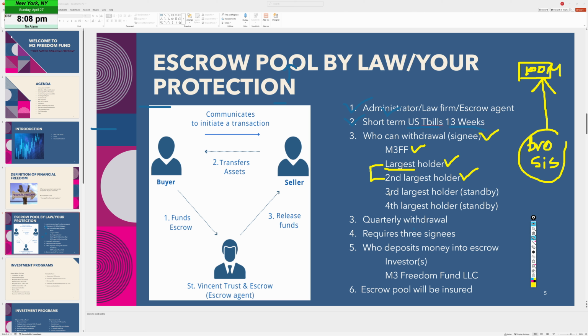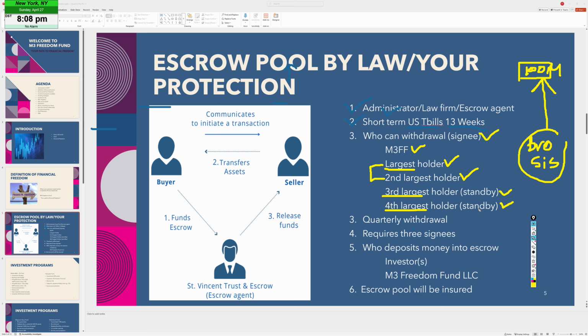There are also two people on standby. Who are these people and why are they important? They are also limited partners. They are the third largest holder and fourth largest holder. Why are they on standby?